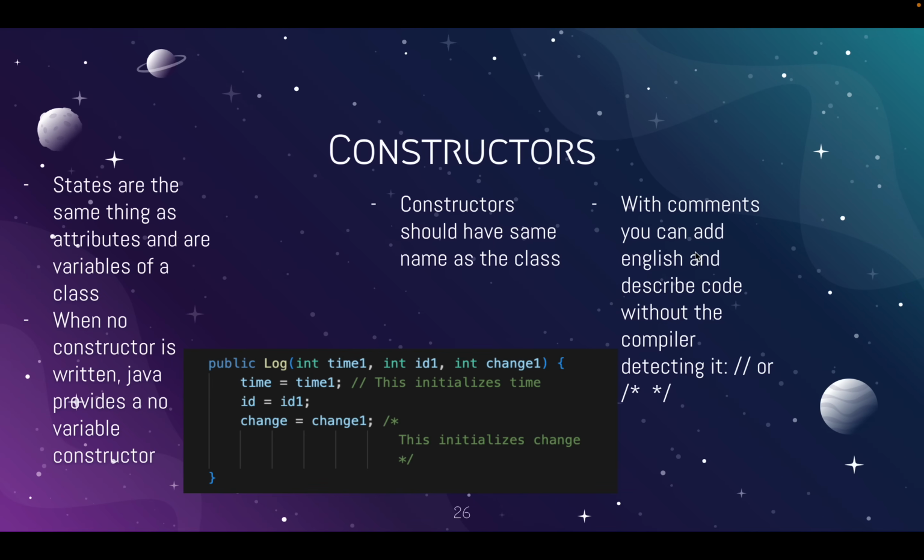And one more thing, with comments, you can add English and describe code without the compiler detecting it. So this // can add information to someone reading the code on how the code works. And the compiler is just going to ignore it. You can also use this, as shown here. This slash and an asterisk, you need to have an asterisk and a slash at the end, and you can add whatever you want inside here. To show someone reading the class.